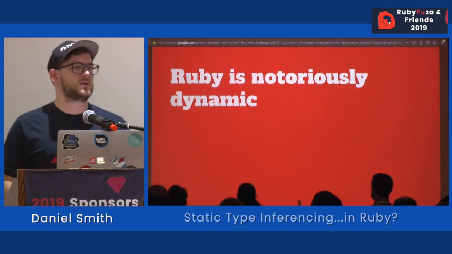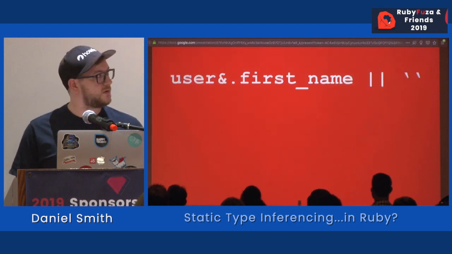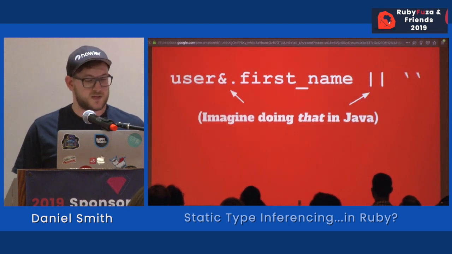Ruby is notoriously dynamic. Here's an example of some of that. I mean, imagine doing that in Java.